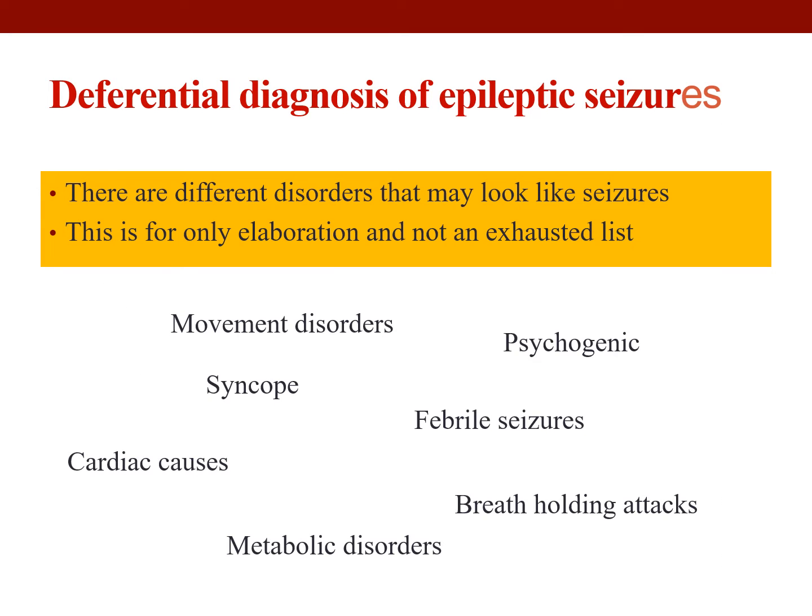There are different things that look like epileptic seizures. And again, this is only an elaboration. It's not an exhaustive list of different disorders that look like seizures. But movement disorders, sleep disorders, psychogenic events, syncope, cardiac causes, febrile seizure, breath holding, etc., all of that can look like seizures. To differentiate between these disorders and epileptic seizures, you need to know what the disorders look like and you need to know what seizures look like. But I will give you some.